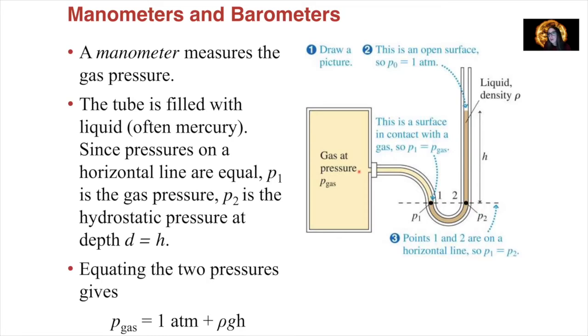So that means that the pressure of the gas right here has to equal the atmospheric pressure that's pushing down on this end of our column of fluid that's open to the atmosphere, plus the pressure coming from this column of liquid above this point right here. And the pressure coming from that column of liquid is rho g h, the density of the liquid times gravity times the height that this liquid is above this measurement point that we're taking.